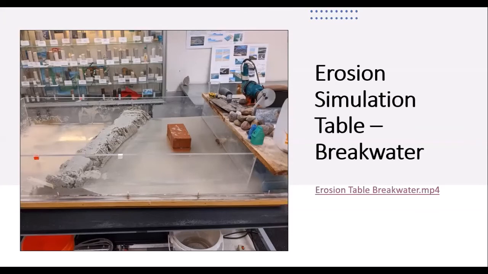Hopefully in this demonstration, you were able to notice the waves reflecting back out to the ocean, as well as refracting around each side of the breakwater. You'll see that there's a noticeable accumulation of sand behind the breakwater. Also, downstream, because of an angled coastline, we have our sand accumulation along the glass.